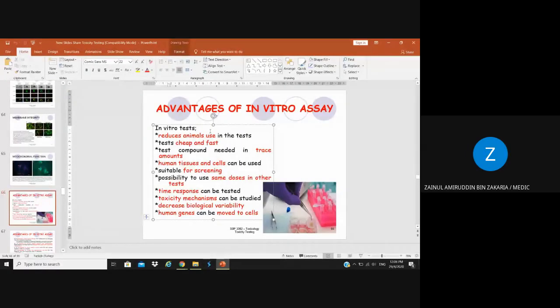Okay, advantages. We go to advantages. Alright. Advantages of in vitro assay. First, it reduces animal use. Right, obviously. Then the test is cheap and fast.